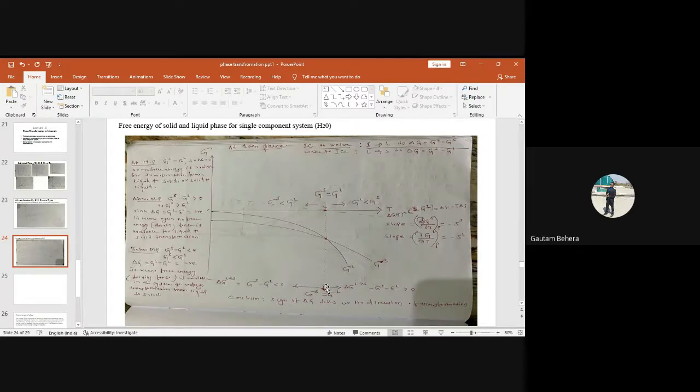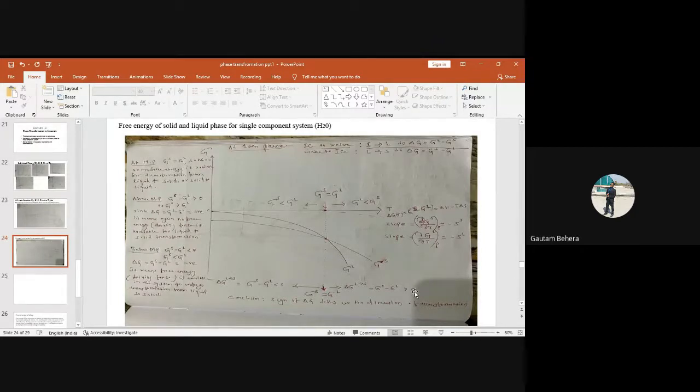So if you have a liquid above the melting point and you are lowering the temperature, going below the melting point, what is happening? The delta G is negative now. So that means liquid will become solid, obviously. But if you are above the melting point, just check this point, and you are going above this melting point, delta G is equal to GS minus GL, that is greater than 0, positive.